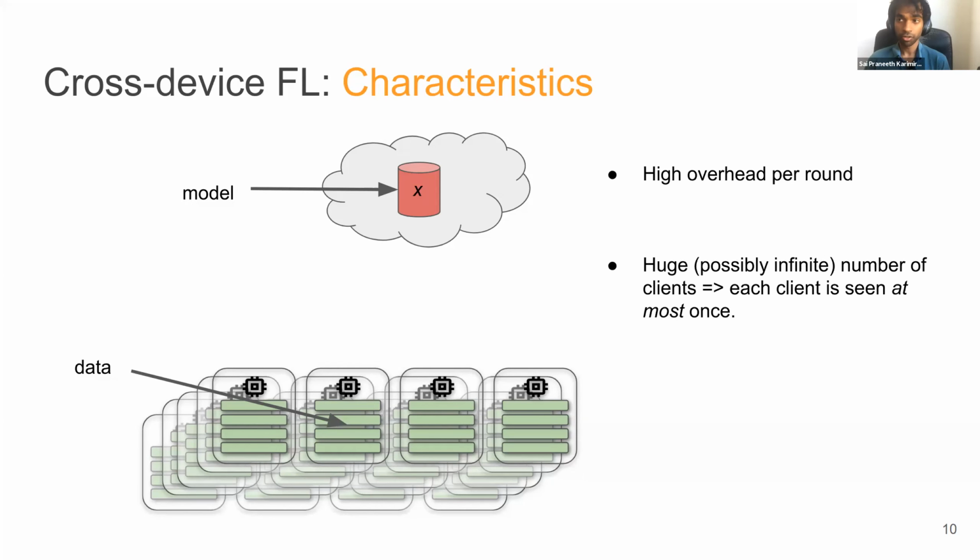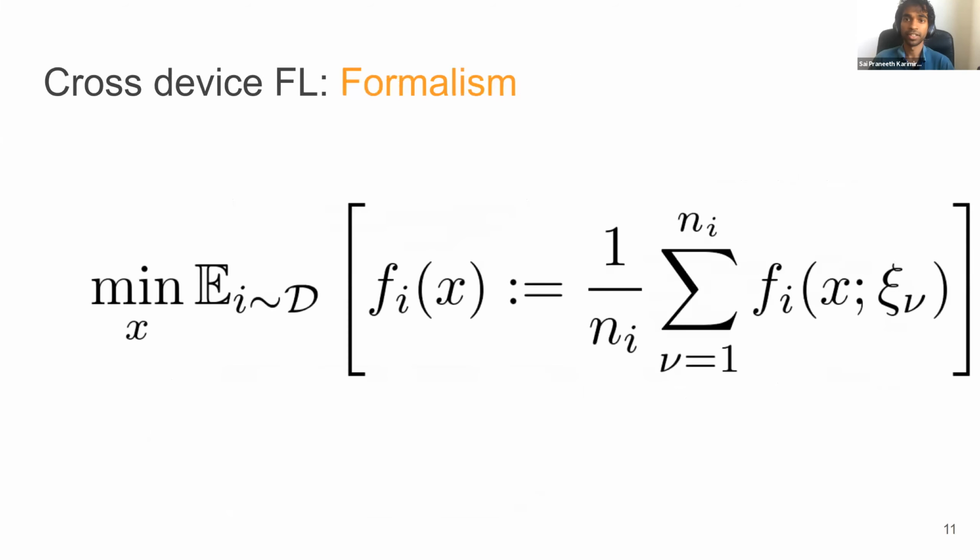So there's also a potentially huge and even infinite number of clients. You think of training over all Android phones in the world. So this means that we will probably only see the clients once during the entire training process. Like we'll see an Android phone once and it may never again appear in our training process. And each client in this setting has a small amount of heterogeneous data. So these are the characteristics of the cross-device federated learning setting, and we formalize it as follows.